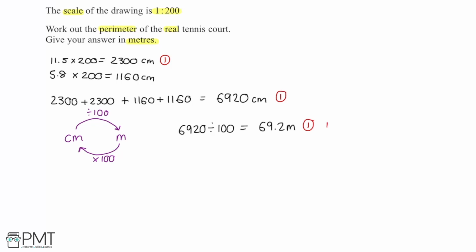However, any answer in the range of 67.6 to 70.8, this is just allowing for the variation in measurements at the start, is going to get you that final mark there. So that's how the 5 marks for this question were all awarded. They were quite easy to pick up as long as you worked through the question systematically and remembered to convert back into metres at the end.